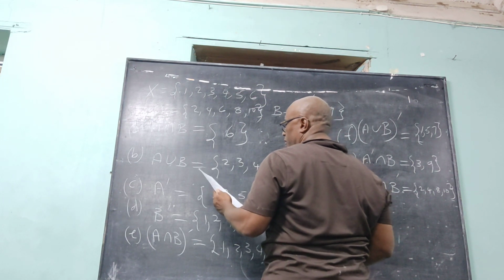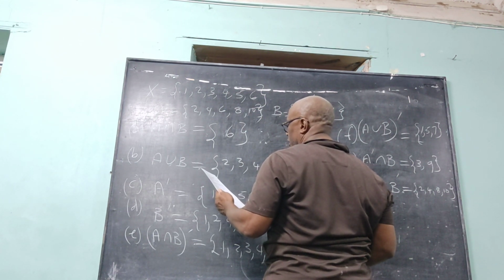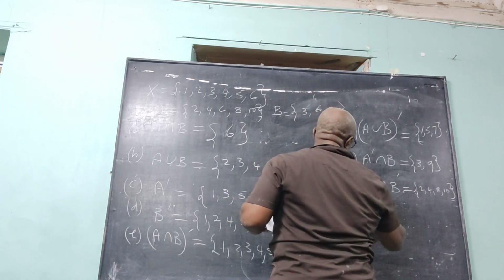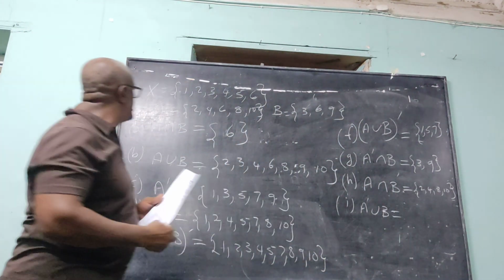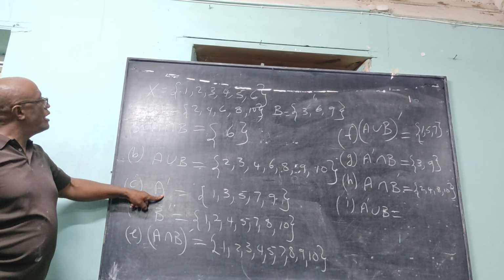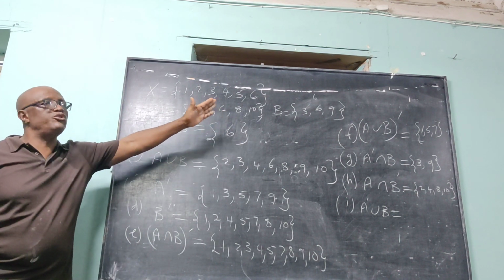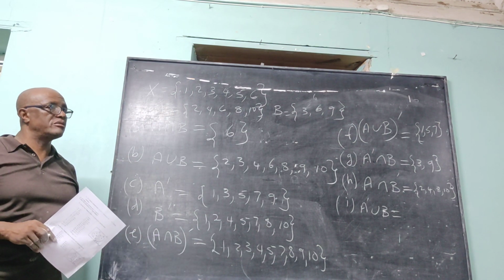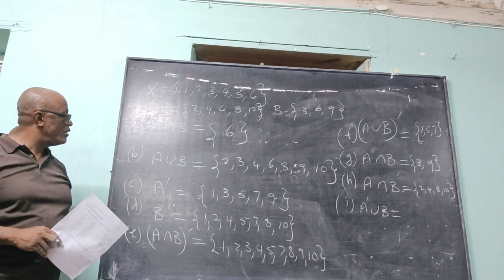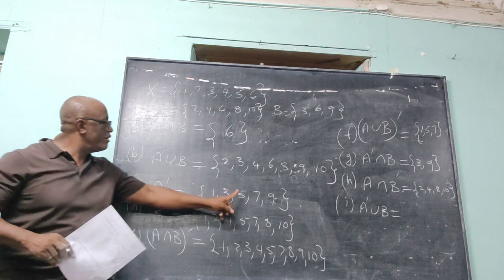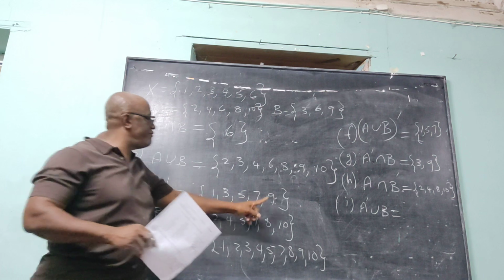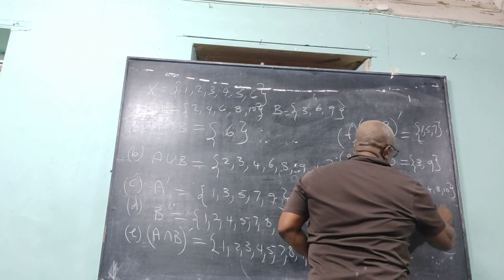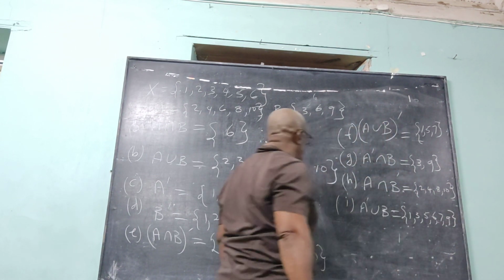What does I say? A complement union B. So we are looking at A complement and B. But this time it's a union, it's a joining. So you're joining everybody into one. Right? So tell me. 1, 3, 5, 6, 7, 9. That's it. And you're good to go.